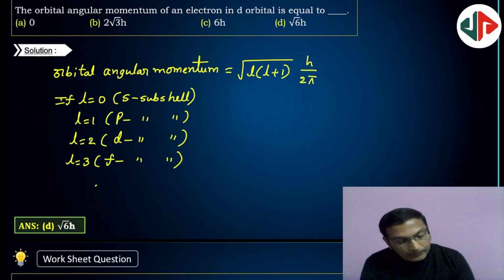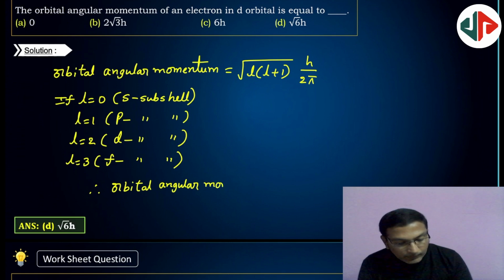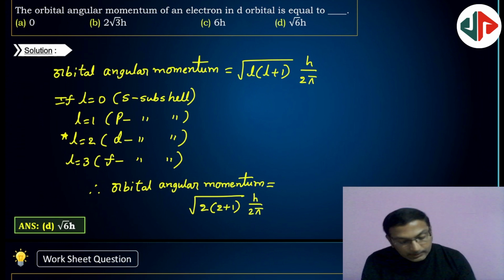So therefore, orbital angular momentum will be equal to root over 2 into, for d orbital L equal to 2, 2 into 2 plus 1 into h by 2 pi. So which is equal to root 6. In place of h by 2 pi, we can write h bar.